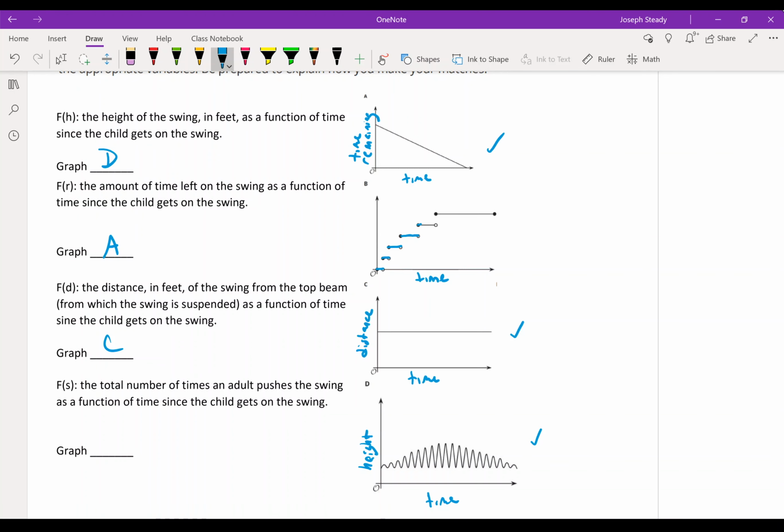And the reason that we have these horizontal lines here is after they push the swing, they wait for a little while before they push the swing again. So this is number of pushes. And this must pair up like that.